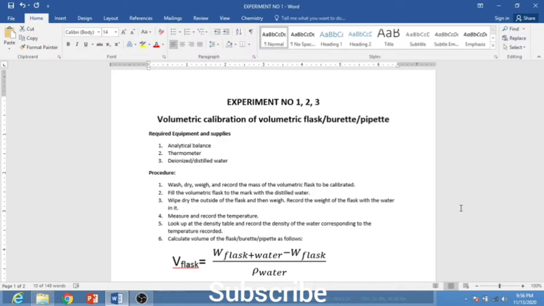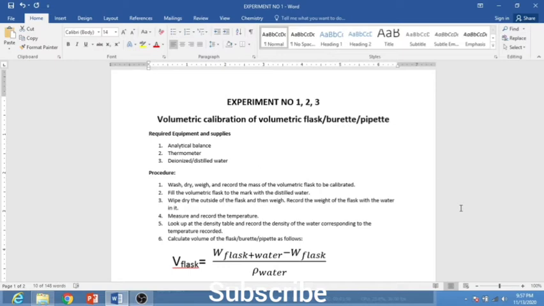because in acid base titration 1 drop is also very important. It will change the reaction and you will lose the end point. That's why we perform volumetric calibration. How we will perform, I will explain to you during the procedure. So first of all, what are the required instruments?